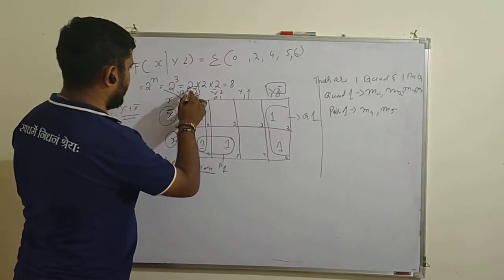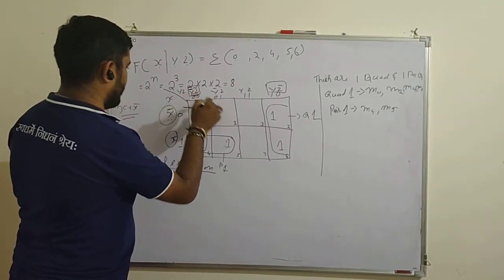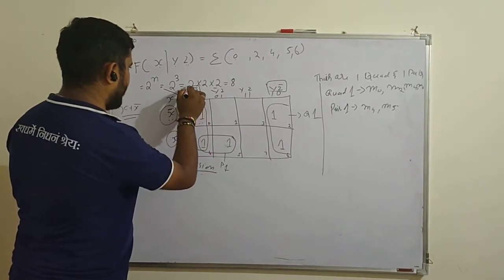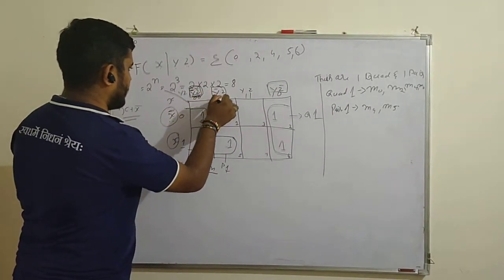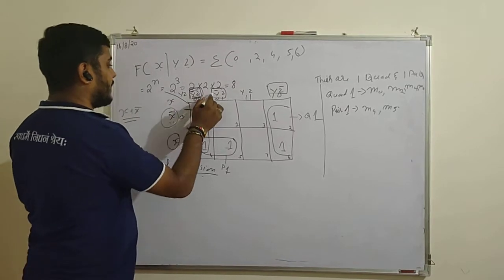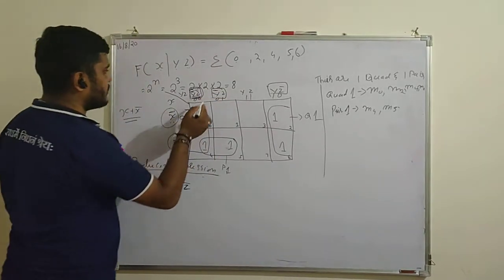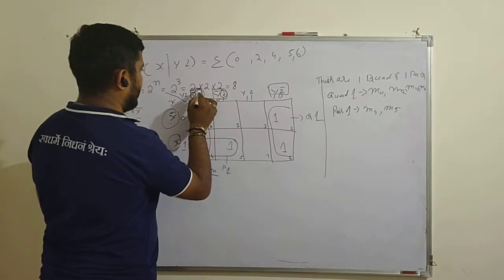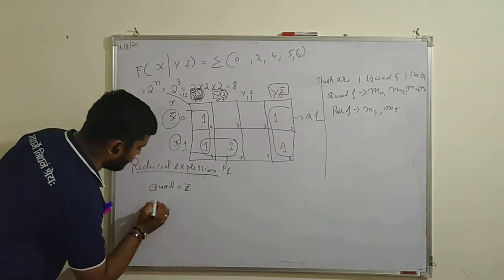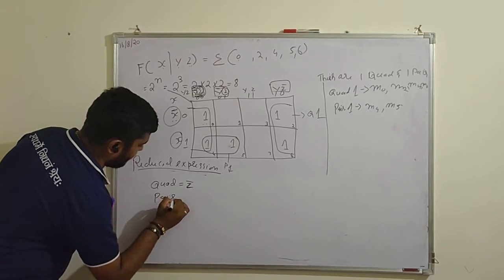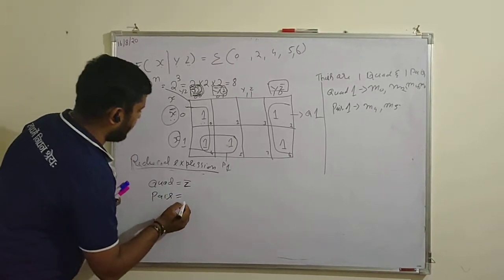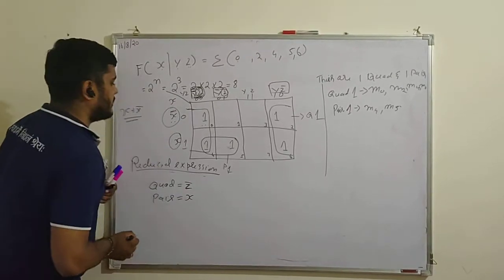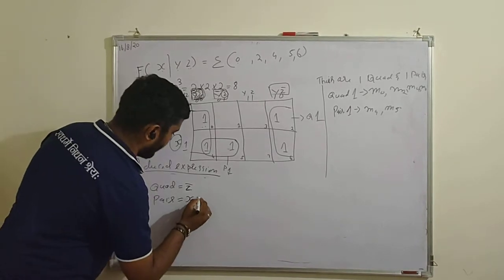Next pair. So now let us pair now. X here, one having y bar and z bar, right? It is combined with y bar and z bar and y bar z, right? So what is the complemented symbol here? Z, right? Z bar and z. So it is removed. So what is the remaining pair? Pair is equal to x into y bar.